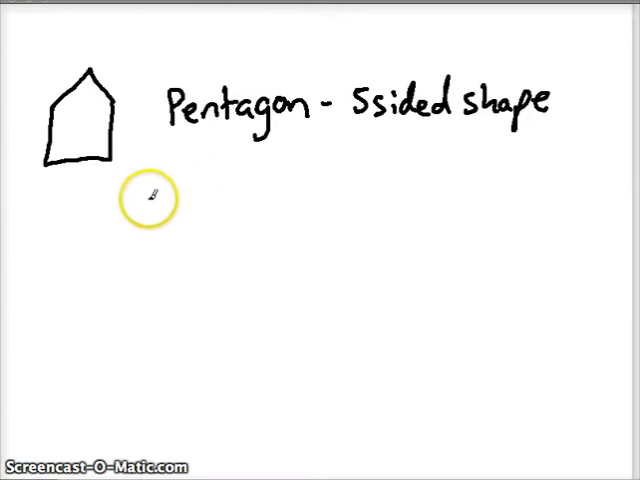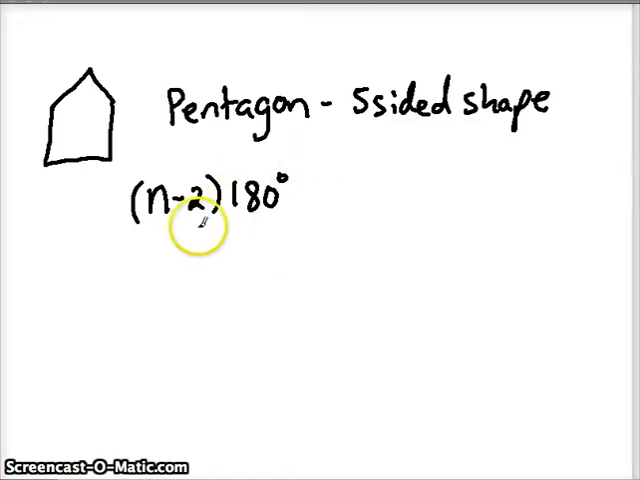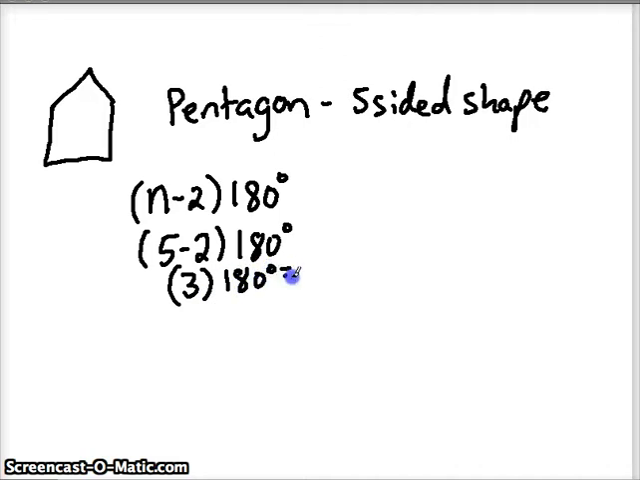So let's use our formula first. N minus 2 times 180. That's going to give us the sum of the interior angles. So it's 5 sides minus 2 times 180. So 5 minus 2 is 3. 3 times 180 will give us 540 degrees. You should be able to do this in your head.